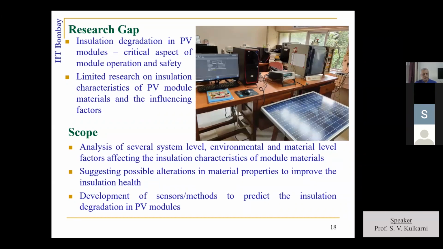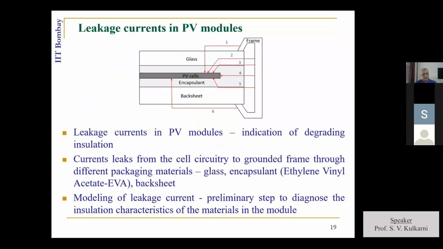One of my PhD students is working on what kind of degradations can occur and how we characterize those degradations. A typical solar PV module is shown here. The PV cell is shown in dark gray, and these are the corresponding insulating materials surrounding that PV cell, and then this is the PV module, and then this is the frame structure. Obviously there is a voltage difference between this frame, which is at ground potential, and this cell structure. If that insulation structure degrades, then over a period of time, it could lead to reliability issues.